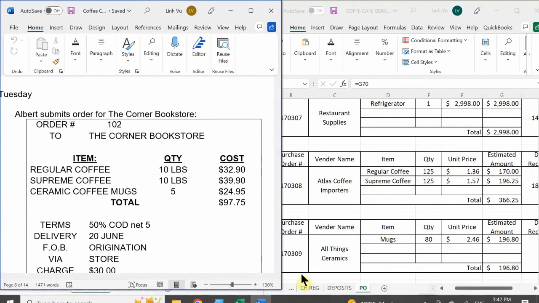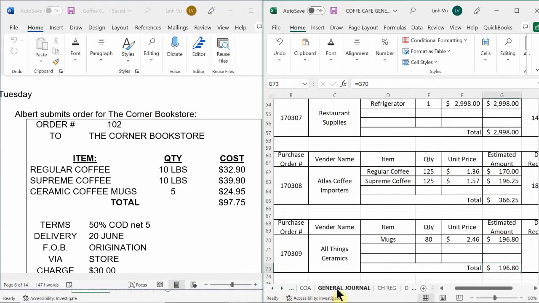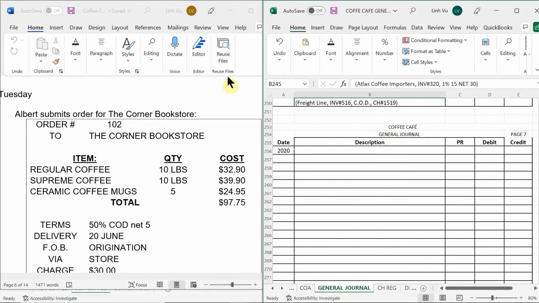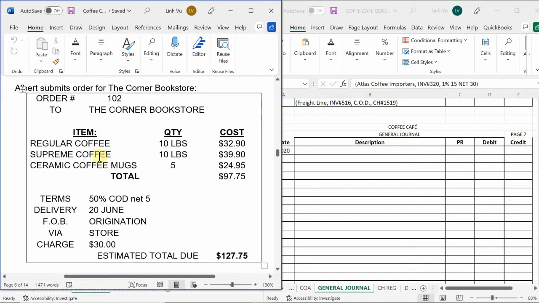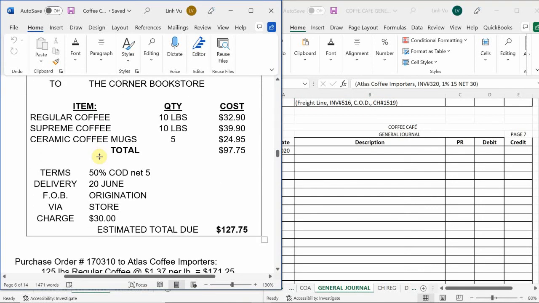So let's see what happened here. Albert submits another order. This time it's order number 102 to the corner bookstore. And this is what the corner bookstore wants. They want 10 pounds of Supreme coffee, 10 pounds of regular coffee, 5 ceramic coffee mugs for a grand total of $97.75. We're going to upcharge him with a $30 delivery fee. So in grand total, this person's going to owe me $127.75.